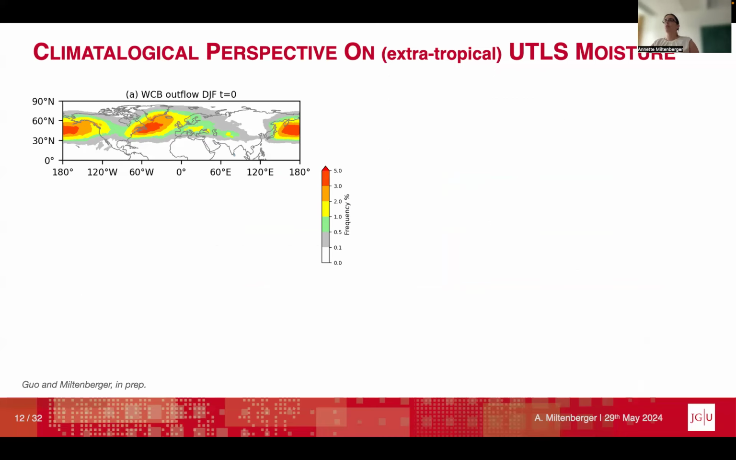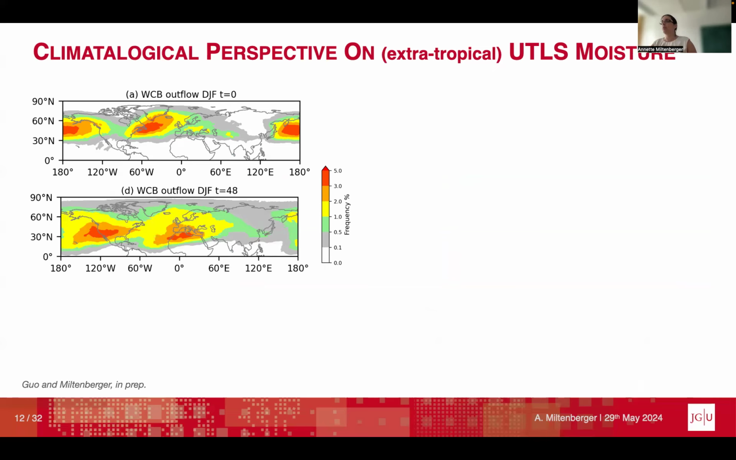Okay, so we now have shown that warm conveyor belts actually contribute quite a lot of humidity to the upper troposphere, and that this is significant on a climatological scale and impacts the background. So how long does this actually last? How long do those parcels that arrive as warm conveyor belt outflow, how long are they actually anomalous in terms of their moisture and hydrometeor content? So for that, we extended all the warm conveyor belt outflow trajectories by another 2 days, so 48 hours.